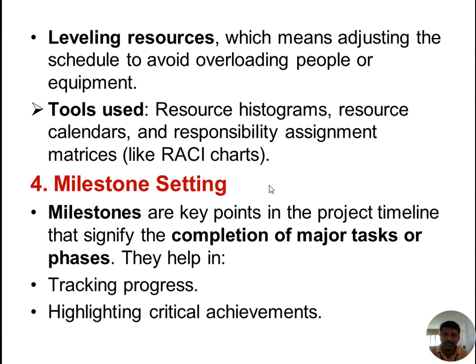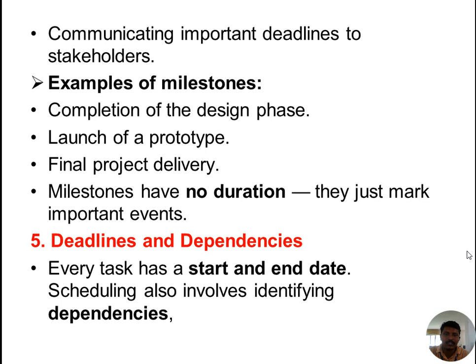And then milestone settings. Milestones are the key points in the project timeline that signify the completion of a major task or phase. They help in tracking progress, highlighting critical achievements, and communicating important deadlines to stakeholders. Examples of milestones: completion of the design phase, launch of a prototype, final project delivery. Milestones have no duration, they just mark important events.